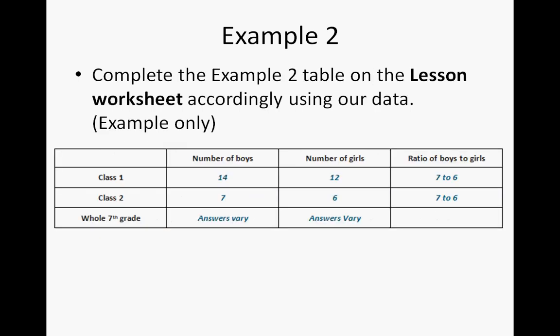So you want to complete the example 2 table in the lesson worksheet according to the data that you are given. Again, this is just an example, but this is how I want you to write it down. We have 2 classes, and then obviously you should have some information for the whole 7th grade. But when you write the ratio of boys to girls, it's going to look like this.